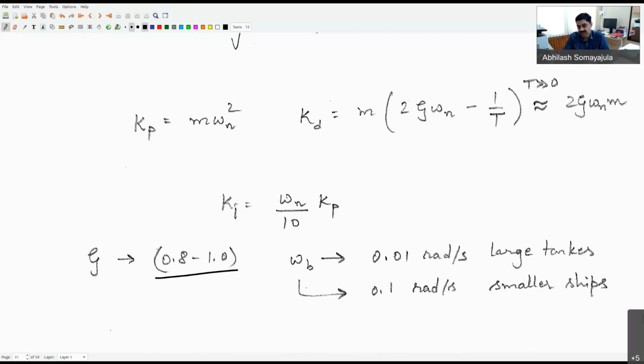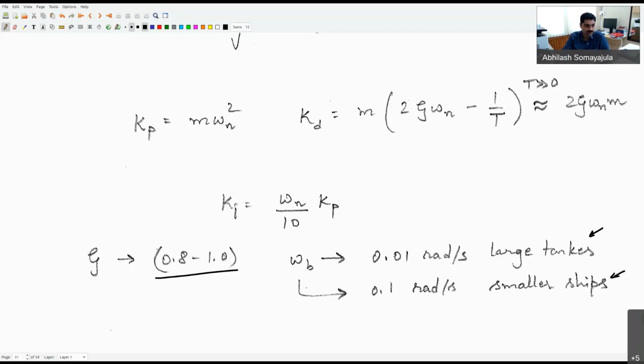And that bandwidth can be taken to be approximately 0.01 radians per second for large tankers, and 0.1 radians per second for smaller ships. But then again, these are just rule of thumb values. It's not a one size fits all. It's just giving you some representative numbers to start off with, but then you'll have to tune them properly so that your performance is matching with what you want it to match with.